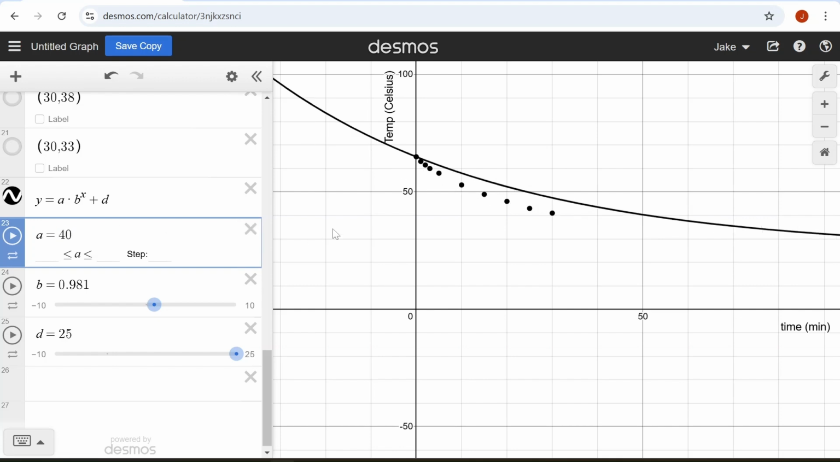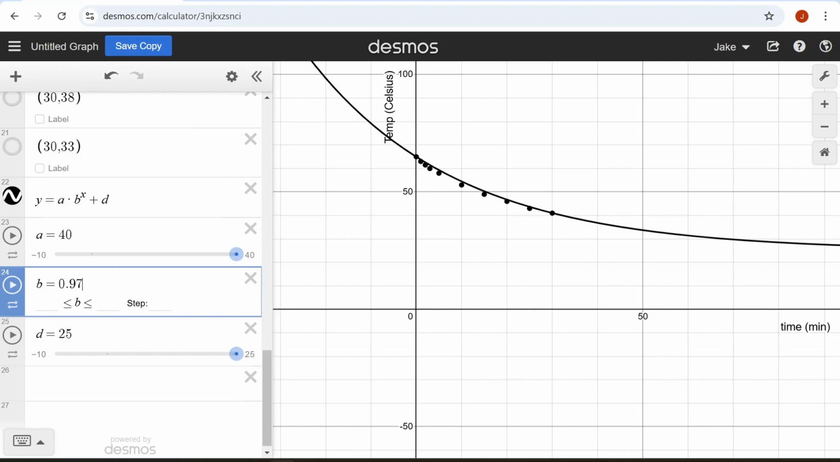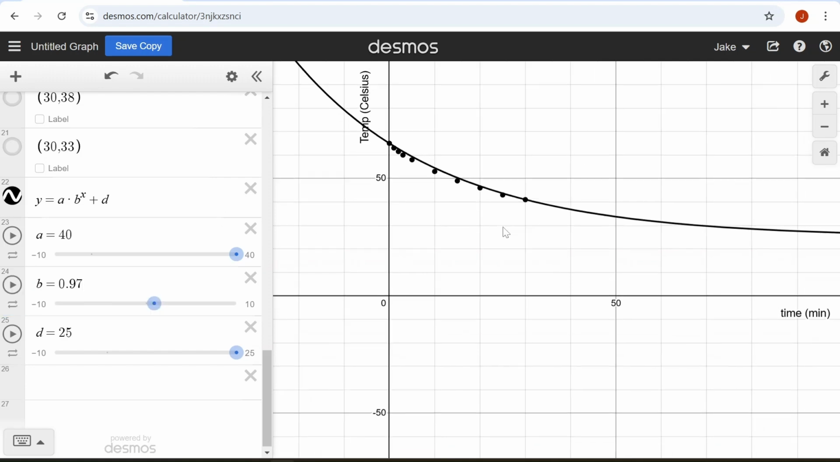Or, I can't do maths, 40. And then B can adjust accordingly. So we can just try and mess with our B value here until we get something that looks good. Something like 0.97 could look pretty nice.